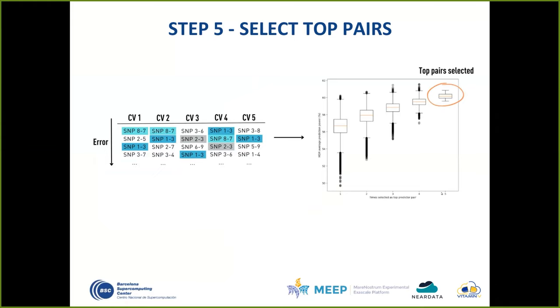So here on the x-axis, you can see 1, 2, 3, 4, 5. This means the pairs that have been located in only one of the cross-validations, and the ones that have been located in 2, 3, 4, or 5. So our interest is the ones that have been located in all 5 of them.